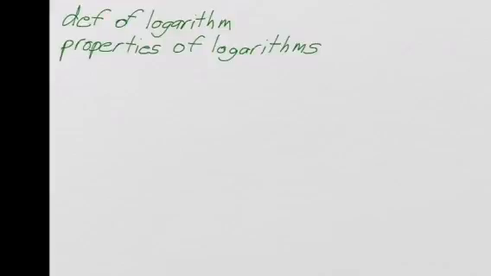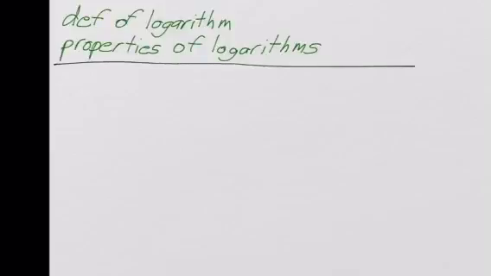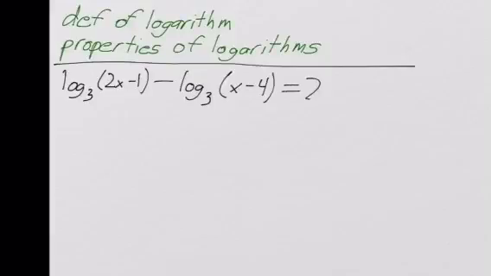So, a problem that we're going to look at here is going to be the log base 3 of 2x minus 1 minus the log base 3 of x minus 4 is equal to 2.